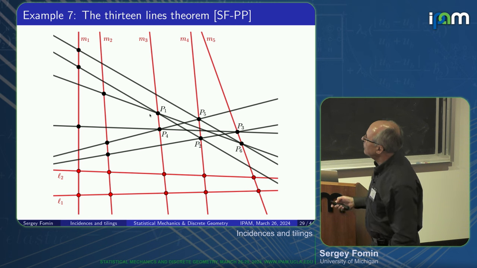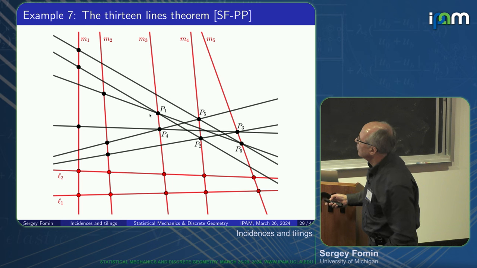Then you pick a point P1 on the line M3. And then you draw the unique line that passes through P1 and pierces M1 and M4. For every point and any pair of lines, there is a unique line passing through the point that pierces those two lines. So you draw that line, and the point where it pierces M4 is going to be called P2.